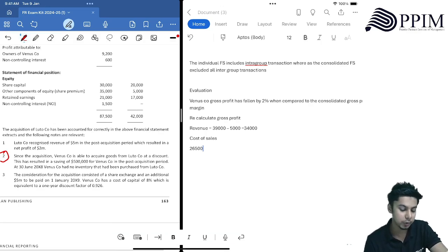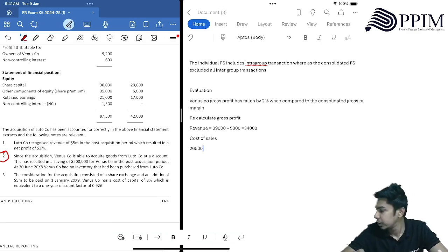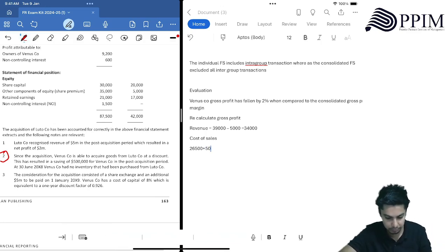Since we were able to buy goods, this has resulted in a saving of 500,000. So if Luto is not there, what should happen to my cost of sale regarding the 500,000? Does it increase or decrease by 500,000? If that is not there, it has to increase by 500,000. Add 500,000 to that part. Correct.